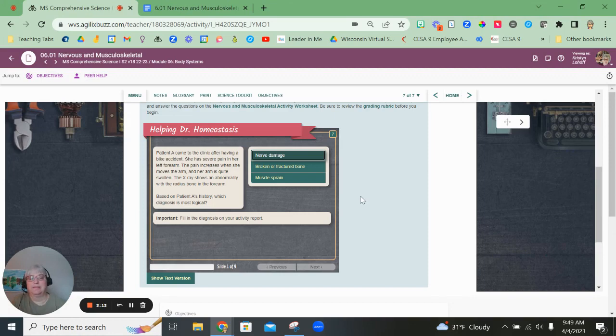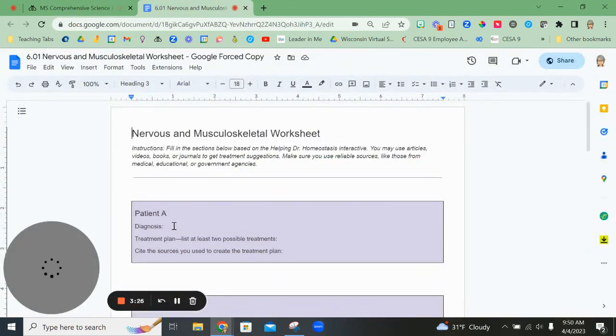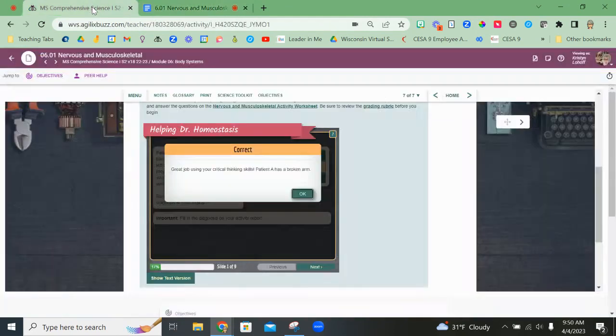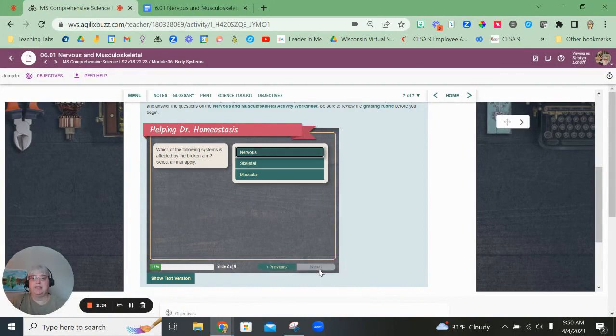What do you think it is? If you picked a broken or fractured bone, that is the most logical choice. It's not a diagnosis, just a logical choice. And it says, great job. Yes, this patient does have a broken arm. So come back here into A, diagnosis, type in broken arm. Click OK, and the next slide is going to take you to some more questions.